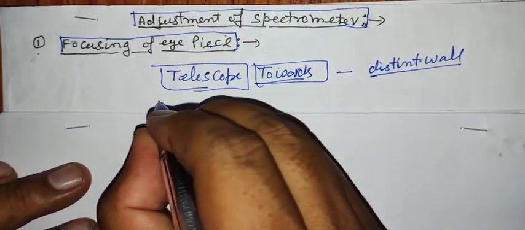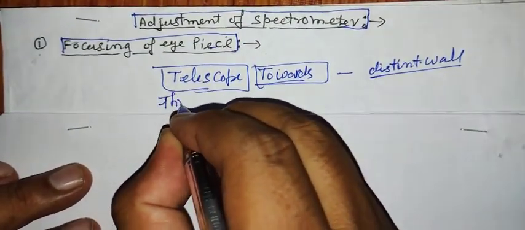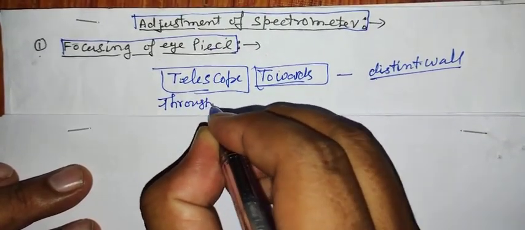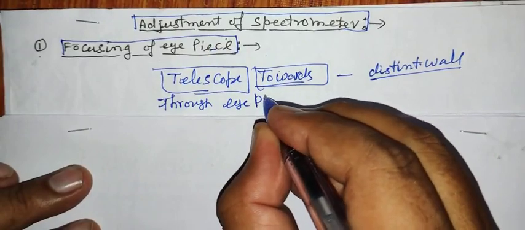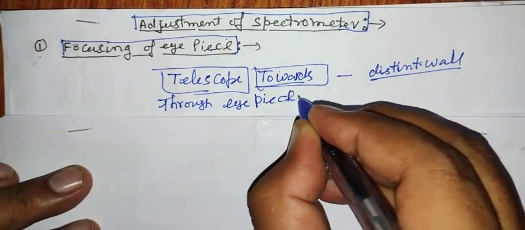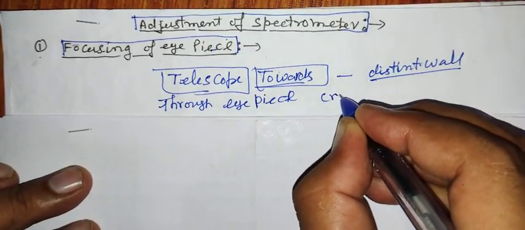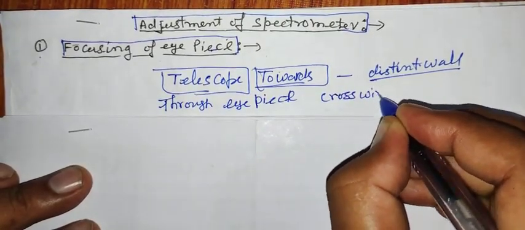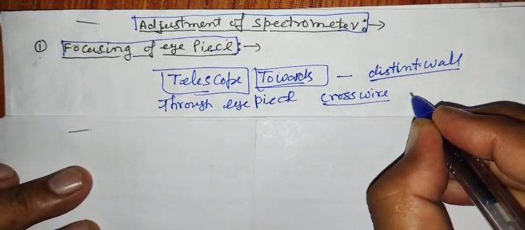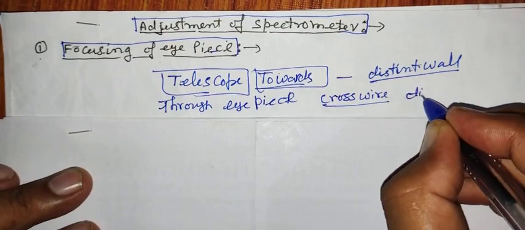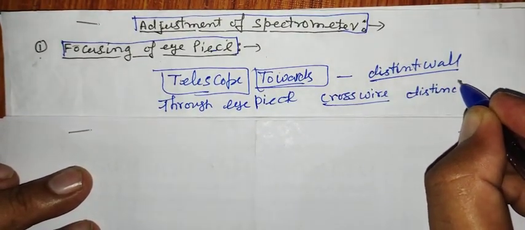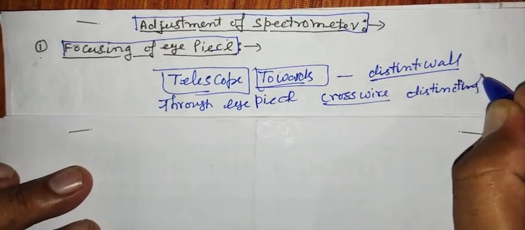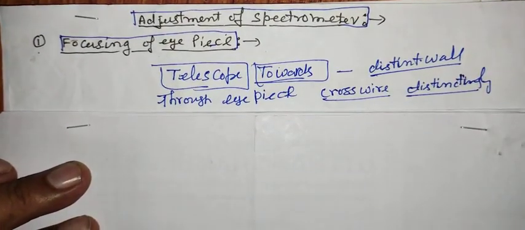Means what is done? Through the eyepiece, the cross wire should be clearly, distinctly visible.